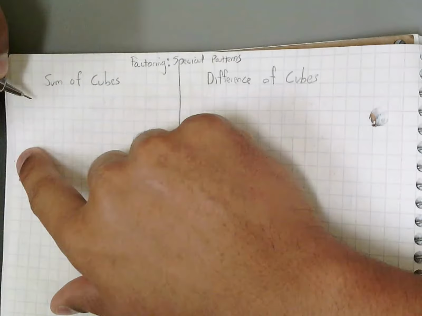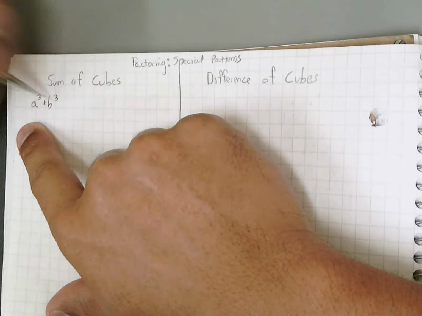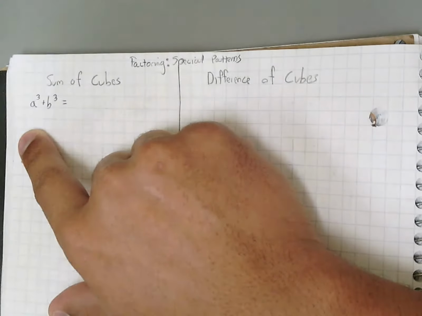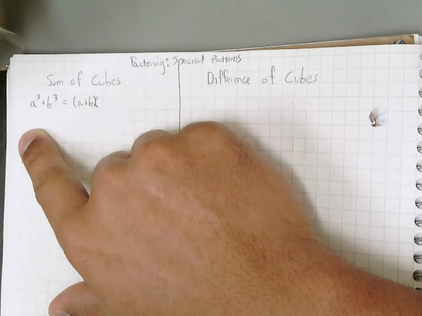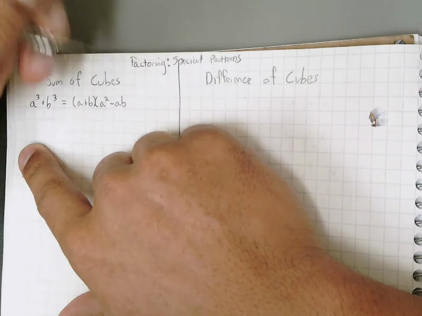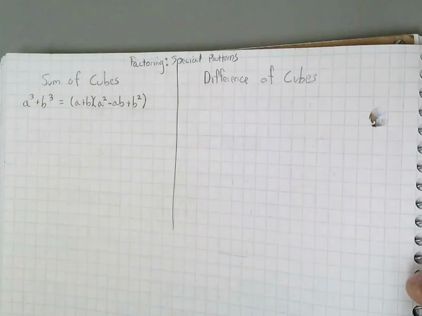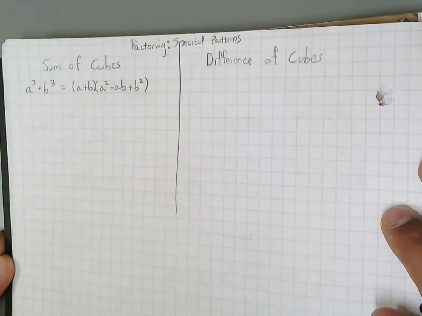So what this says is if I have some number cubed plus another number cubed, so I have a sum of cubes, this will always factor into this form. It'll be a factor a plus b times another factor a squared minus ab plus b squared. So let's look at an example of a sum of cubes and see how we can factor it.